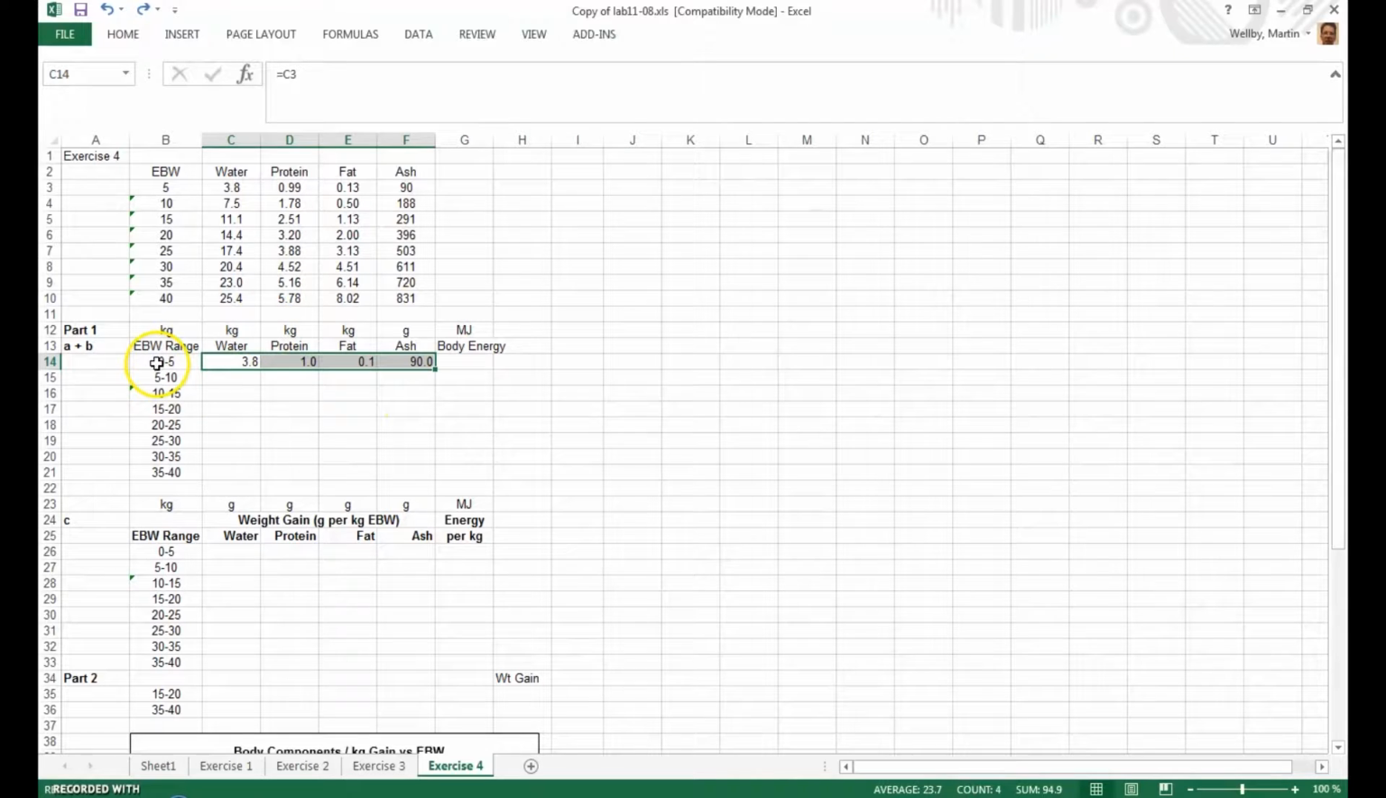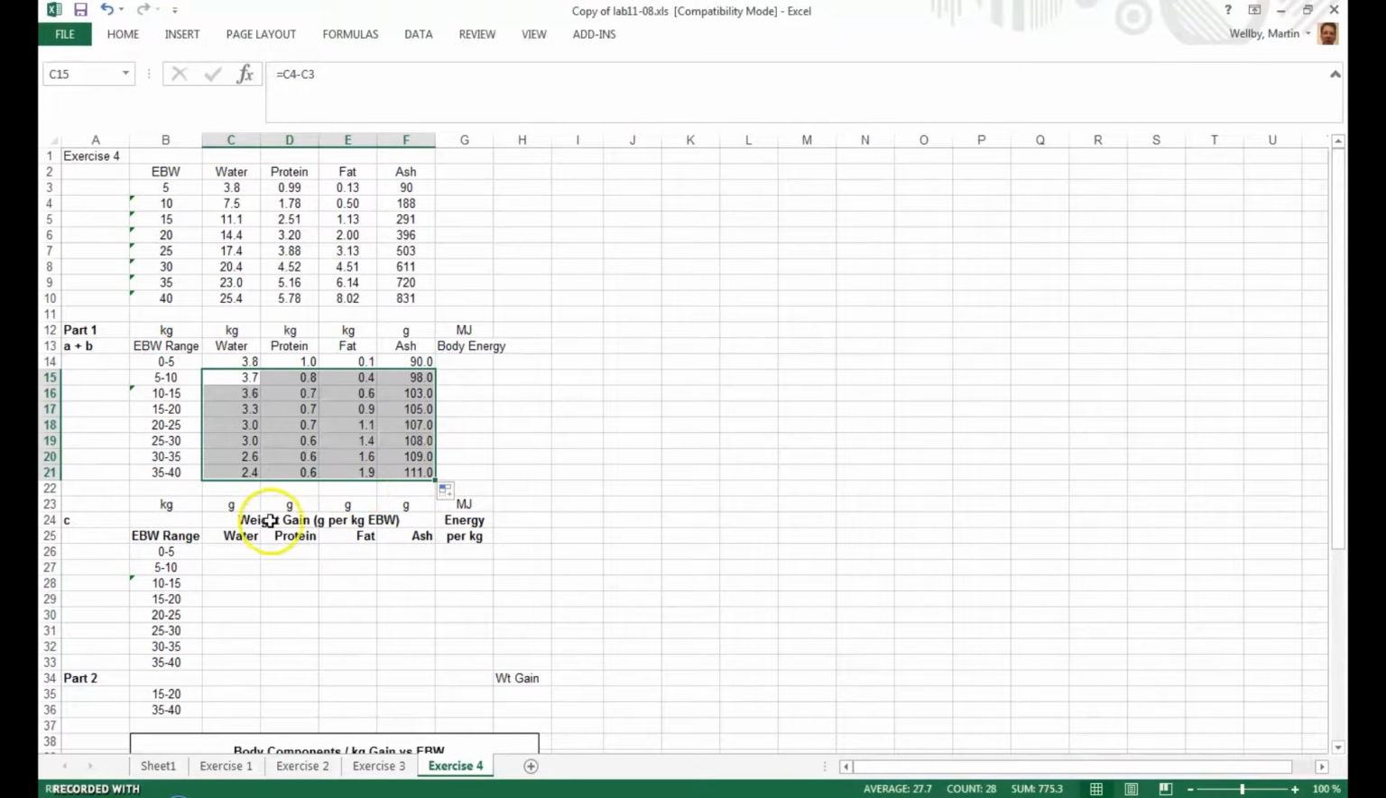So for the 0 to 5 kilo, it's just the same set of data here. I've just copied them down. So here, this equals 7.5 kilograms. That's the content for a 10 kilogram animal, minus what there was at 5 kilograms, and that's 3.7 kilos. And I'll just copy that across and then copy that down. So that gives us the proportion of each 5 kilogram change.